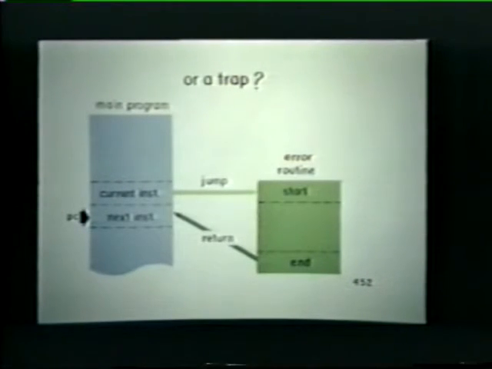How about a trap? Notice how similar a trap is to an interrupt. The trap causes a jump to an error routine. Once this routine is completed, it returns control to the main program.